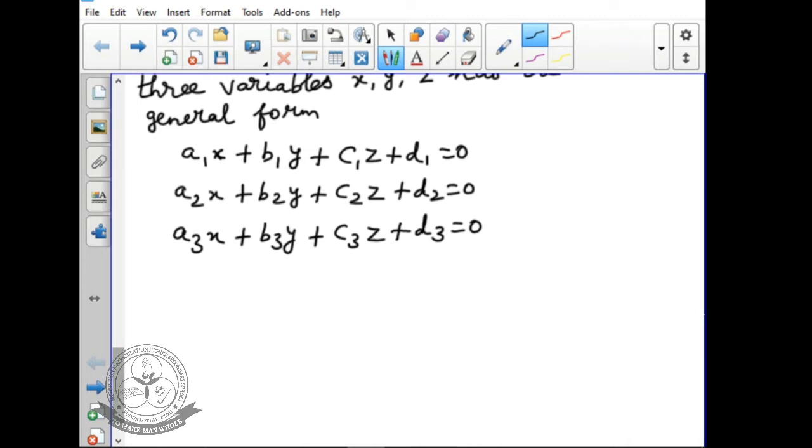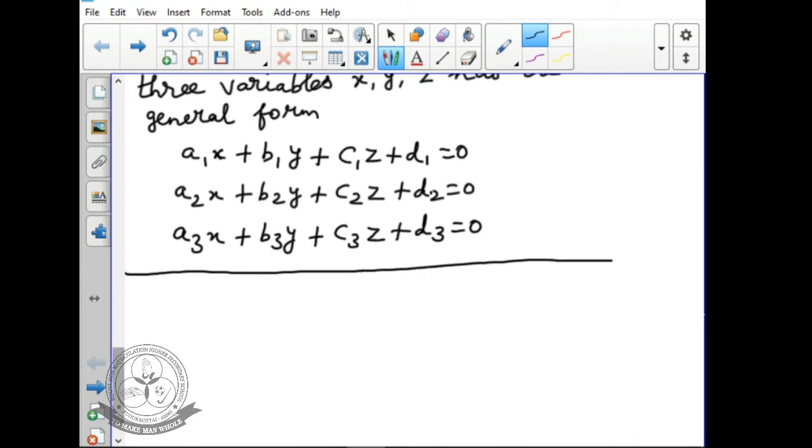So we get three equations like this. The first one is a1x plus b1y plus c1z plus d1 equal to 0. The second one is a2x plus b2y plus c2z plus d2 equal to 0. The third one is a3x plus b3y plus c3z plus d3 equal to 0. Like that, in this exercise, three equations will be given here. We can solve the three equations and get the answers. Okay, that's all.